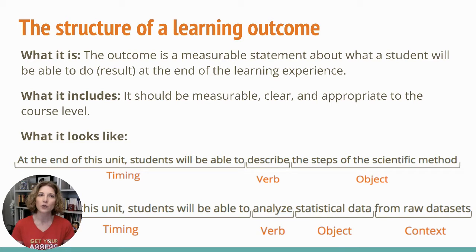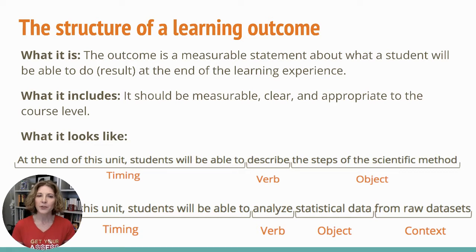And here we can see the structure of a student learning outcome. An outcome is a measurable statement about what a student will be able to do at the end of their learning experience. It needs to be measurable, clear, and appropriate, either to the course as stated here, or the activity or event where you're measuring learning, or at the program or institutional level.